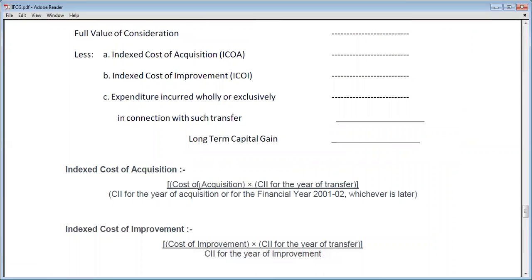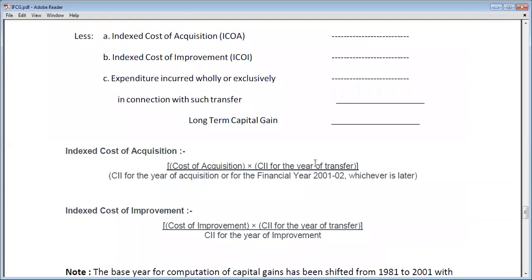Okay? So you have to remember this formula: cost of acquisition multiplied by the CII of the year of transfer, upon the CII of the year of acquisition or the financial year 2001-2, whichever is later. Of the year of acquisition and 2001-2, whichever year is later. If you purchased in 2004-5 and the financial year is 2001-2, which is later? The later year is 2004-5, so the CII of 2004-5 we will take for the computation of indexation of cost of acquisition.